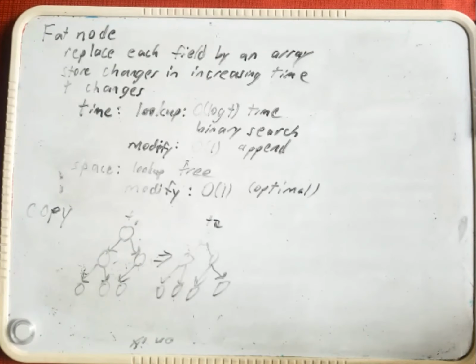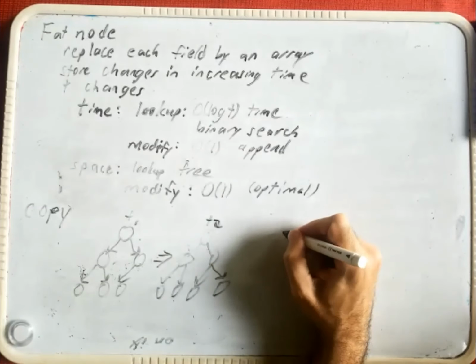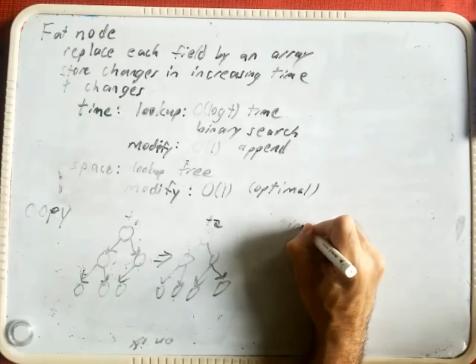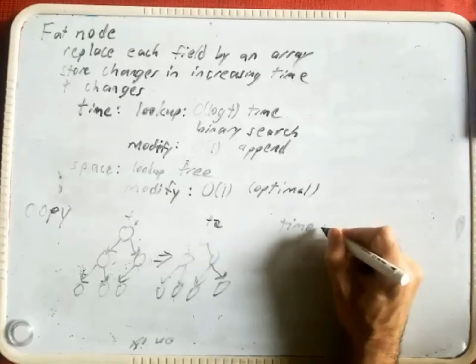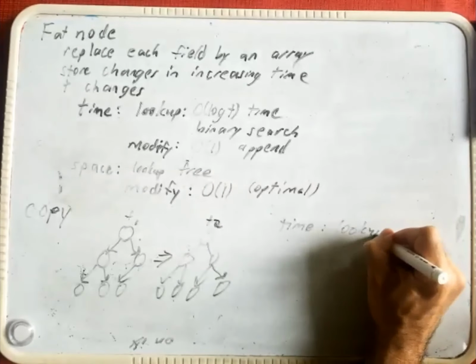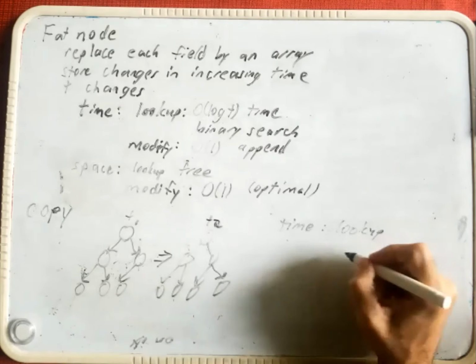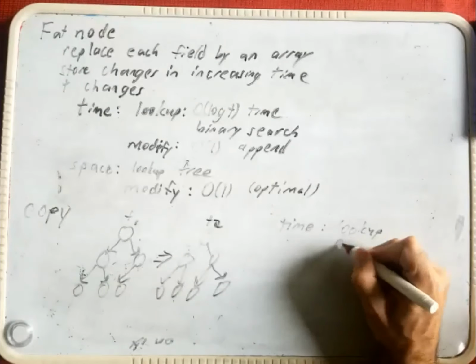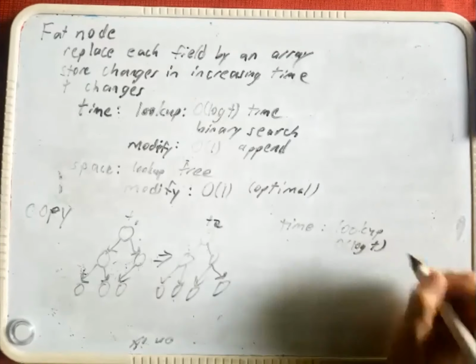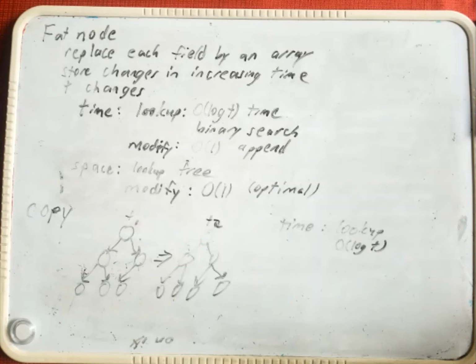And let's think about the cost of this. So what is the time cost of lookups using this copy the whole data structure approach? How much does that slow you down when it comes time to look up things in the data structure? Will it become O of t? O of log t? Well, there is an O of log t, but I claim it's not the same O of log t as in the previous fat node method.